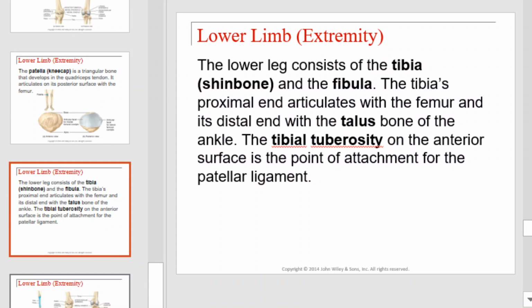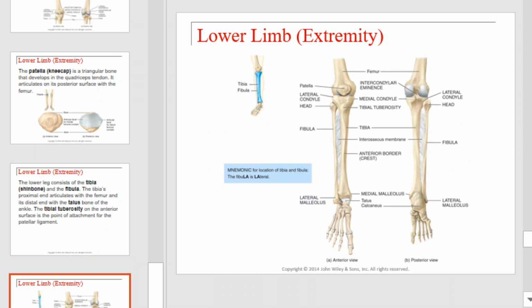The lower leg consists of the tibia, or shin bone, and the fibula. The tibia's proximal end articulates with the femur and its distal end with the talus bone of the ankle. The tibial tuberosity on the anterior surface is the point of attachment for the patellar ligament. This is a detailed diagram of the lower part of the lower extremity. Again, take a moment to familiarize yourself with each labeled structure.